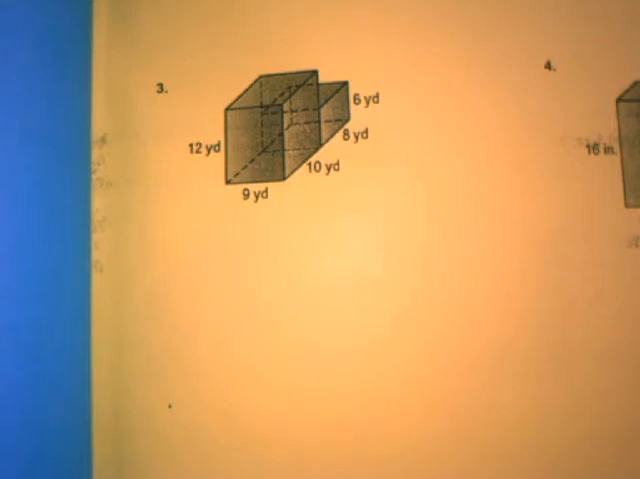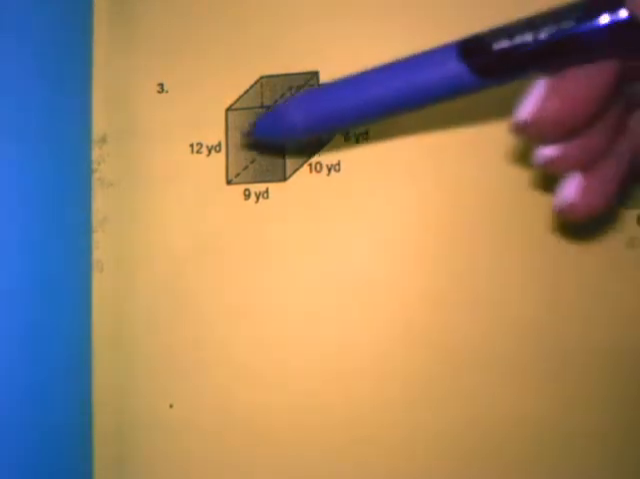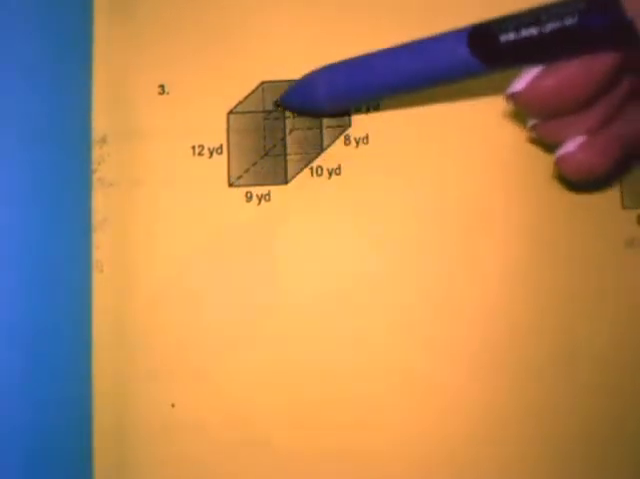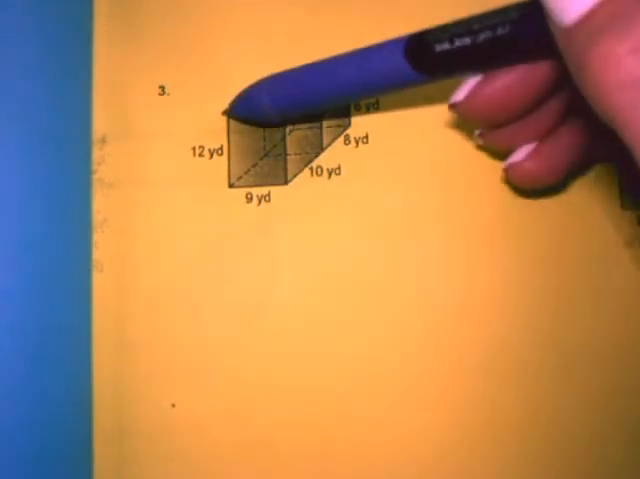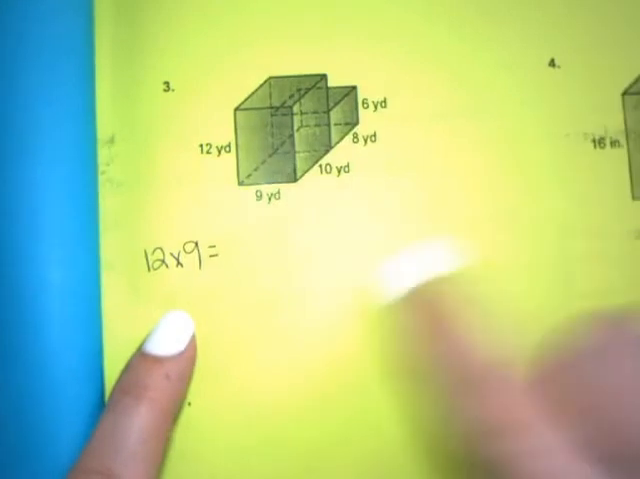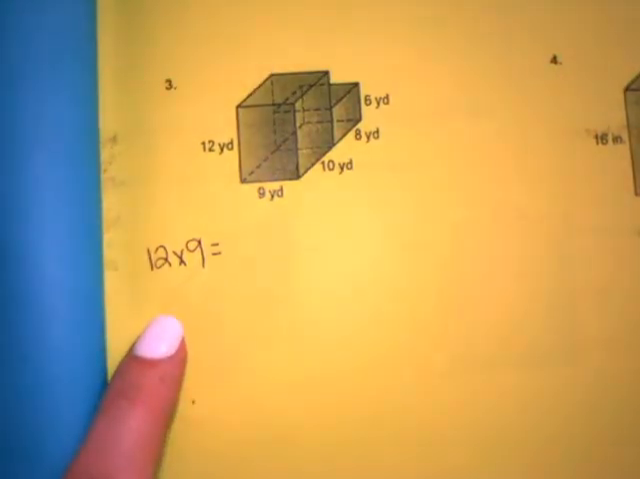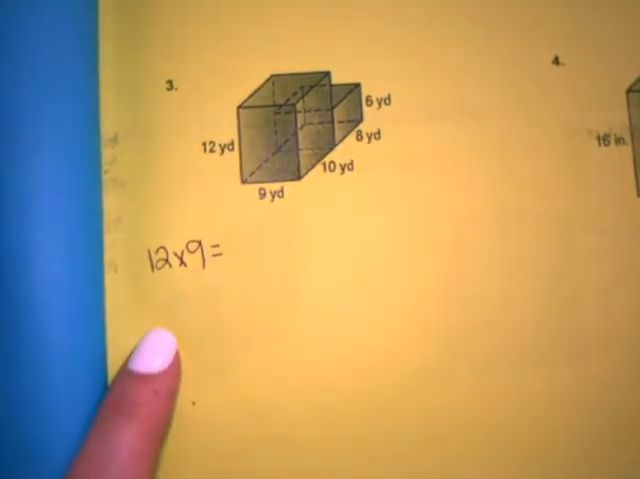This gives me what 2 shapes? Good, there are 2 rectangular prisms put together. Do you guys all see that? Okay. So I need to find the area of this front rectangle. How do I find the area of this front rectangle? And what is 12 times 9? 108.